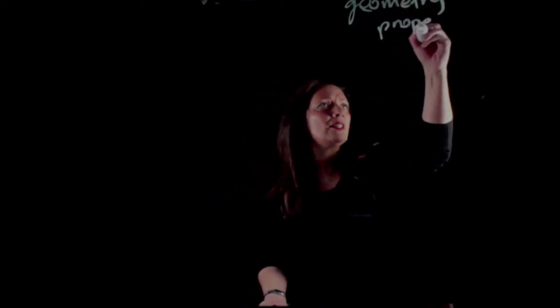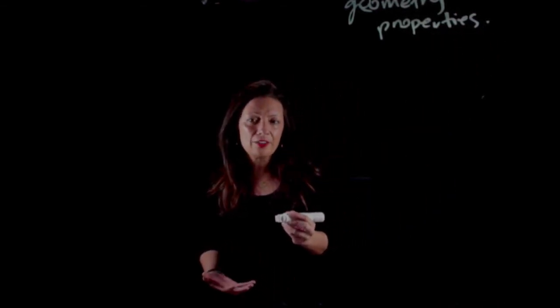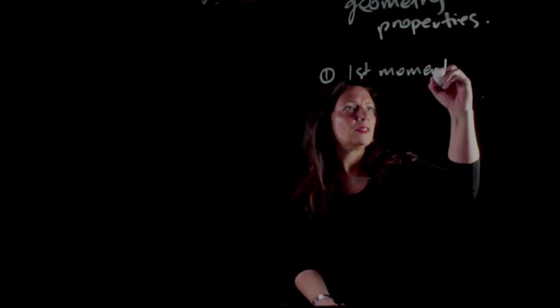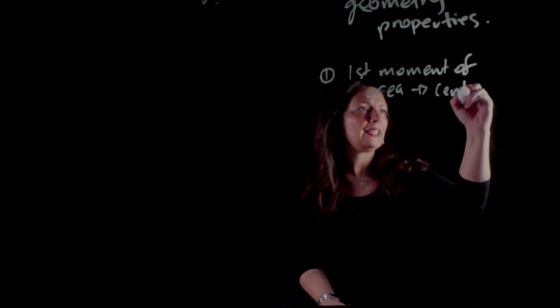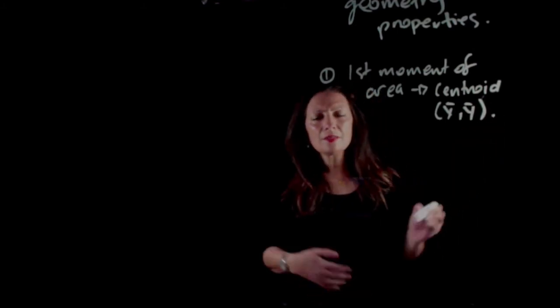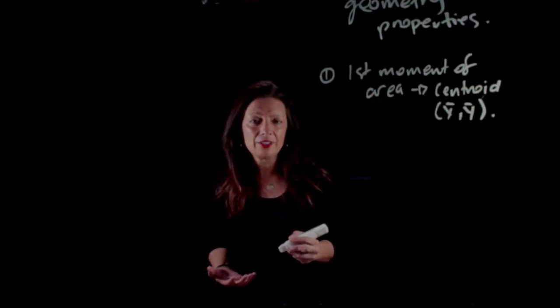Right now we're going to continue looking at geometrical properties of cross-sections of beams. In the last video we took a look at the first moment of area, and we looked at the centroid and how to calculate the centroid of a simple geometry and also of a composite area.